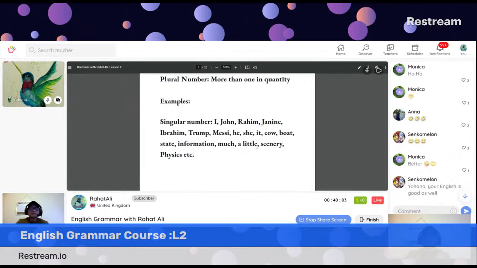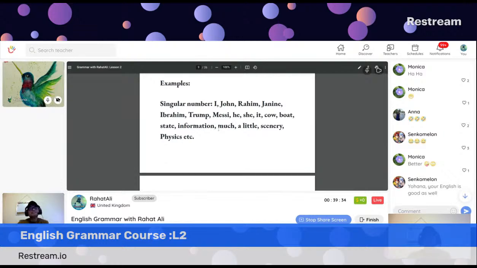Did you notice that some of these examples are always capitalized? Like I is always in capital form. Remember that. Regardless of whether it's at the beginning, middle, or end, wherever you use I it must be in capital form. Rahim is an Asian name, and Ibrahim can be a Christian or Muslim name. Trump is an American president, ex-president. Messi is a great footballer. And also look at physics, the subject, which is a proper noun.